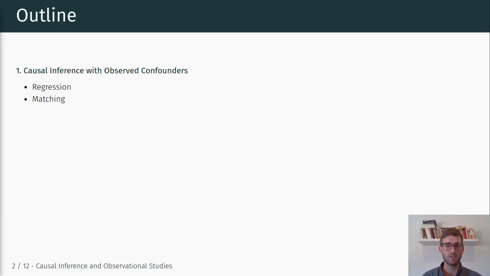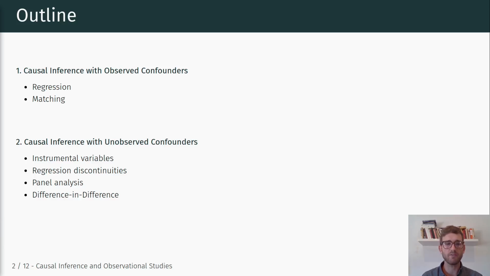First, in the context of regression, using the techniques that we covered in the context of prediction throughout the semester. And then we will talk about matching, and in particular propensity score matching, as an alternative technique to adjust for observed confounders.